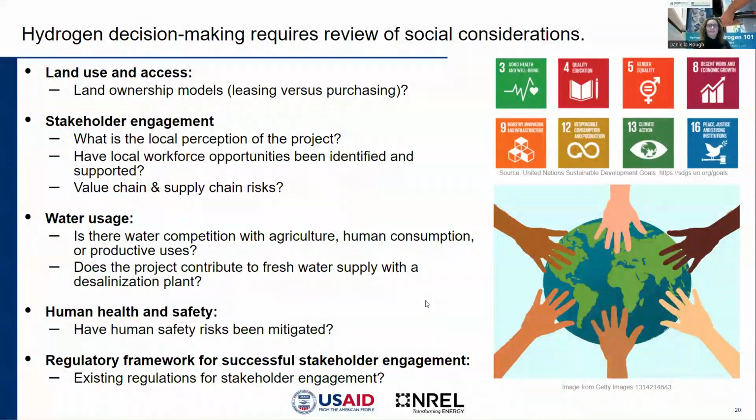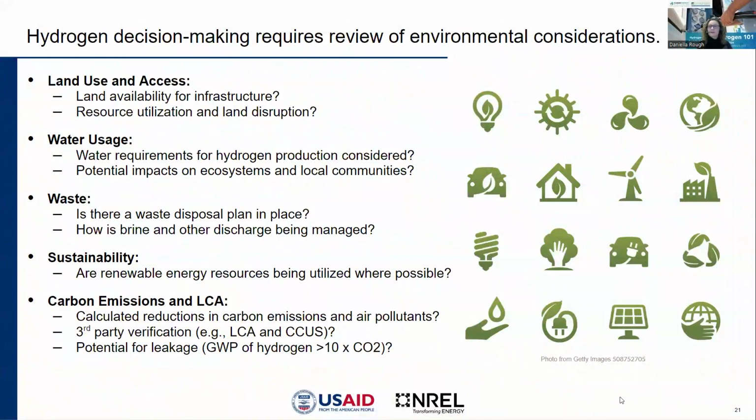So again, just to reiterate, social is extremely important, and really there's a long list of checklists that we need to go through to ensure that we're complying on the social side for a project. Environmentally speaking as well, we need to make sure that we're considering land availability for infrastructure. If we're looking at very large projects, we will need land for the wind turbines or for the solar panels, as well as the electrolyzer, as well as all of the storage and transport and distribution infrastructure. So really taking a look at any of those potential land impacts from the beginning is very important.